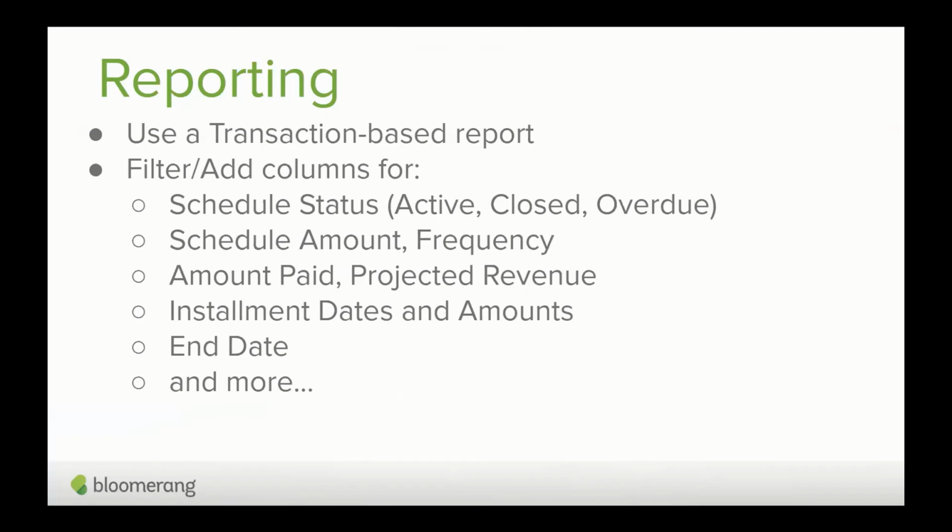So schedule status, for example, if you just want to report for everybody that's overdue, you can put that into the filter section. I just added a column for it. I wanted to see everybody regardless of their status. You can take a look at things like their schedule amount, that frequency, all of the rest of that. Basically, if you see it on your recurring gifts, you can actually report on it.